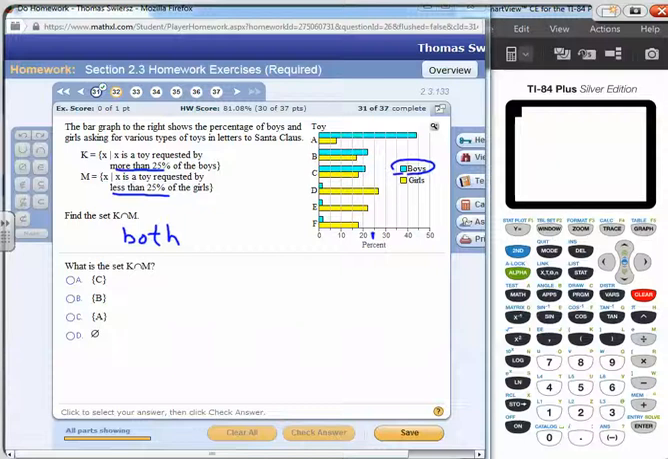Now, is this toy less than 25% of the girls? The girls are in yellow. Yes, A looks like it's about 8%. So A fits both descriptions. It's requested by more than 25% of the boys and less than 25% of the girls. That's the only one that fits both, in both K and M. So our answer, of course, would be toy A. Again, intersection means it's got to be common to both.